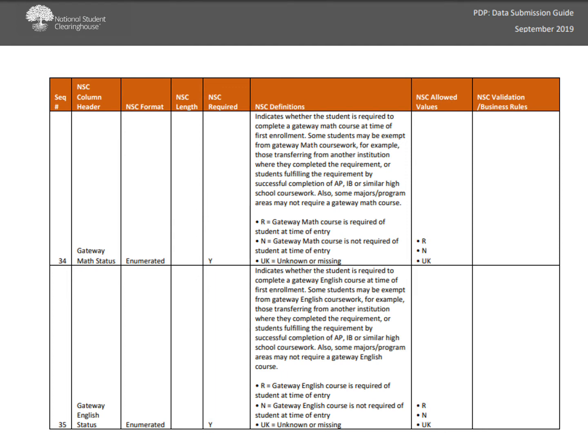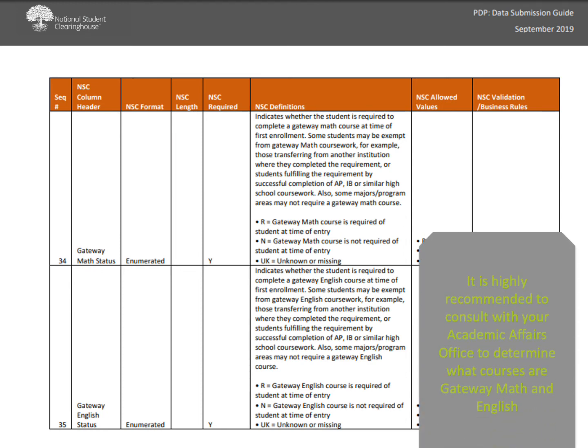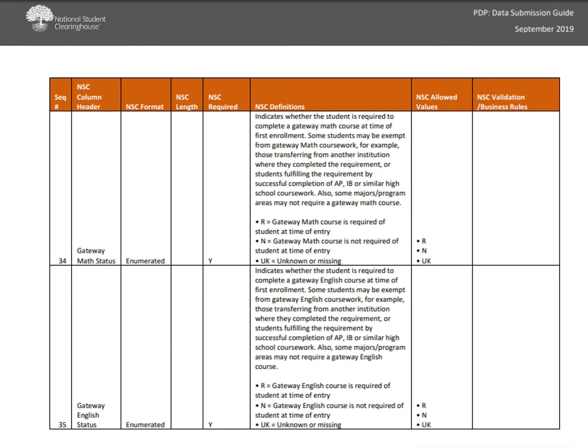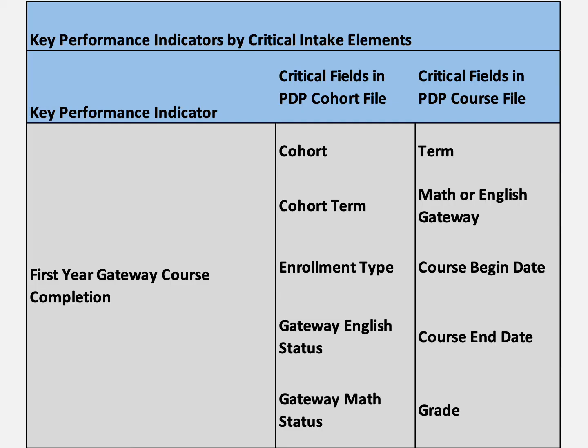It is up to your institution to determine what courses are considered English and Math Gateway. You may need to consult with your Academic Affairs Office to determine this information. If this information is not available and you populate the fields as unknown, it will impact your metrics and the dashboard will not report this information properly. Please make sure to provide all of the following critical elements in your data files to ensure accurate Gateway metrics.